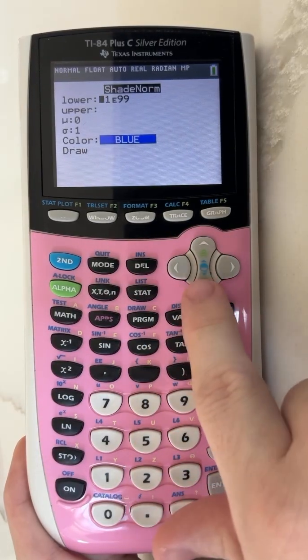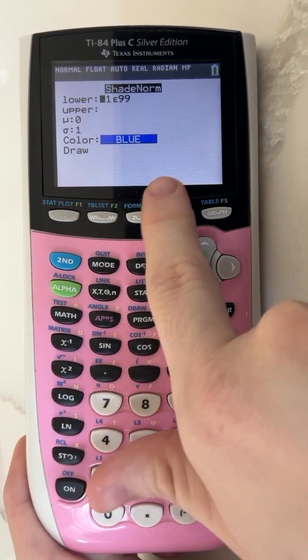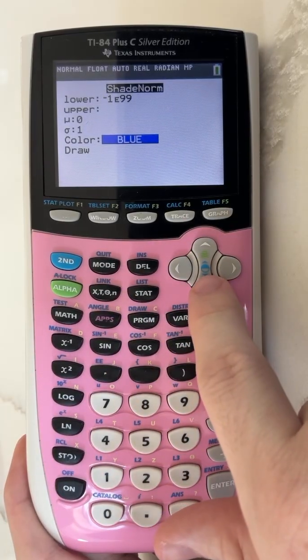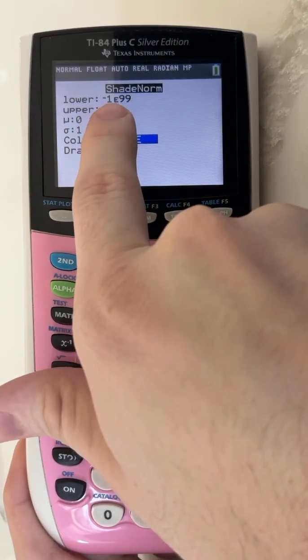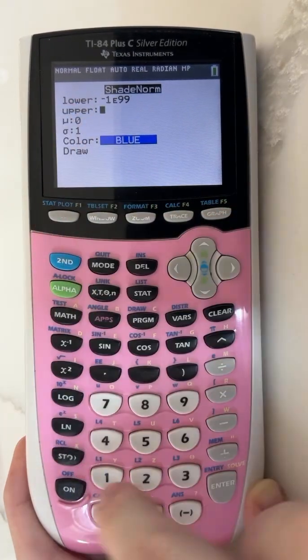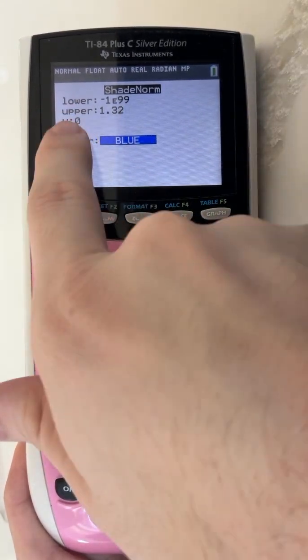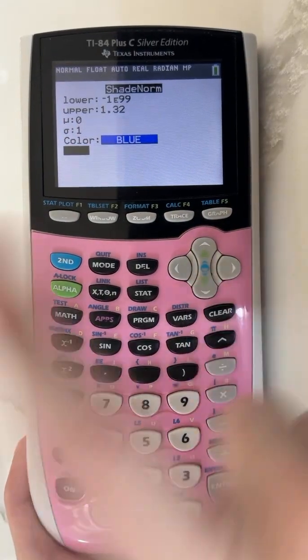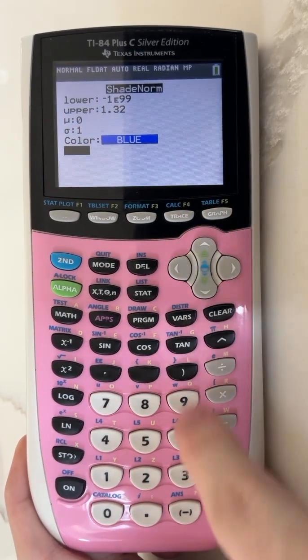Let's say we want to find out what it looks like for the z value to be less than 1.32. Well, lower we'll leave as minus 1 E to the 99, a really huge negative number, and we'll go up to 1.32 with a mean of 0 and standard deviation of 1. Any color you like is fine, but I'll just leave it as blue. Then we go down to draw and hit enter.